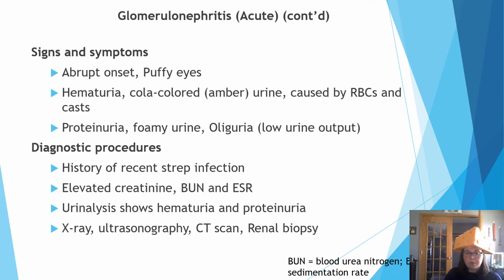This disease comes on abruptly, and due to the salt and water retention, eyes become very puffy. Hematuria, a dark color-coded urine, is caused by red blood cells in the urine. Proteinuria yields a foamy, bubbly urine with oliguria, which is low urine output. Glomerulonephritis is diagnosed with the history, specifically to a recent strep infection, elevated creatinine, BUN, SED rate. Urinalysis shows hematuria and proteinuria. To help get a closer, well-rounded look, an X-ray, ultrasound, CT scan, and even a renal biopsy will be completed.